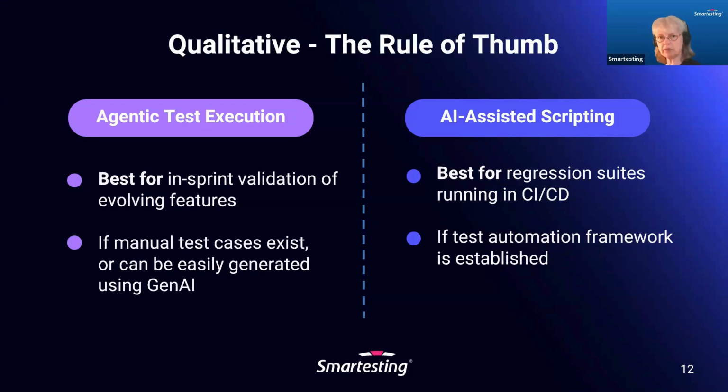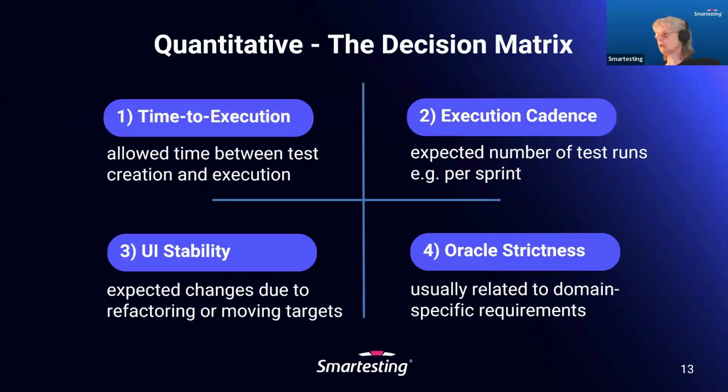It's best for in-sprint validation, if I want to see rapidly whether the new feature is going in the right direction, whether my test case is okay, because I also have to check the test case before I automate it. So as a rule of thumb, for the very repetitive CI/CD pipeline, use the test scripts. For just checking something rapidly, use agentic test execution. Well, I talked about a decision matrix, and this one is more quantitative.